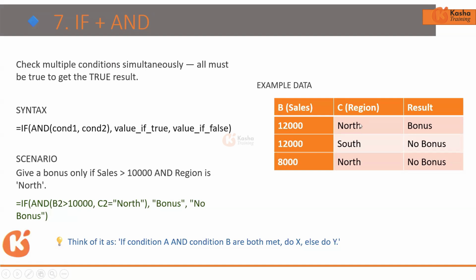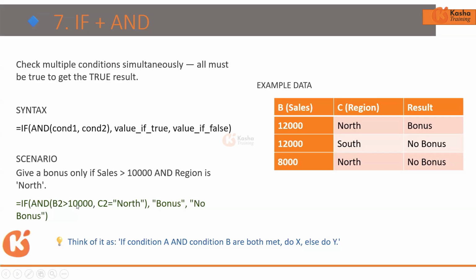And second, C2 also is not met. So you're getting a bonus. So here the result is bonus. Then this one is also meeting the condition, which is more than 10,000. But here you can see the C2 condition is not met. So it is no bonus.